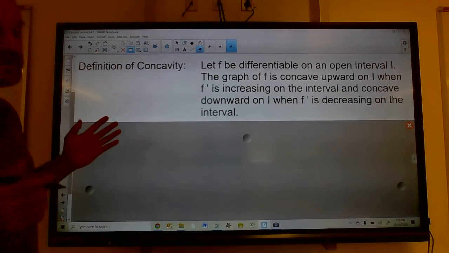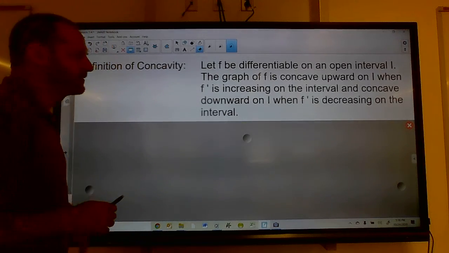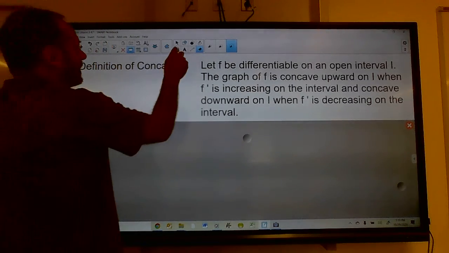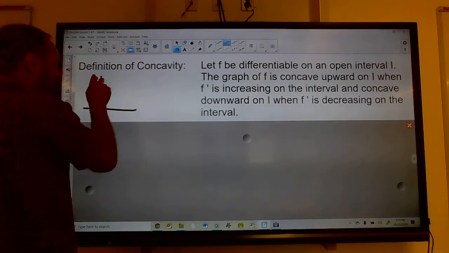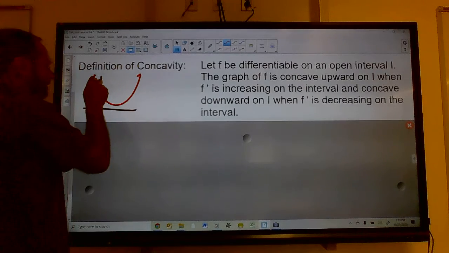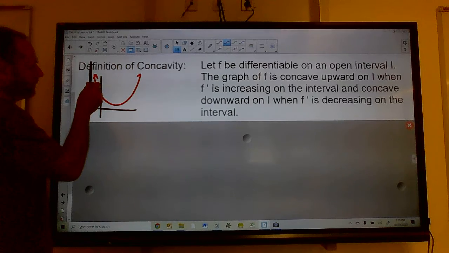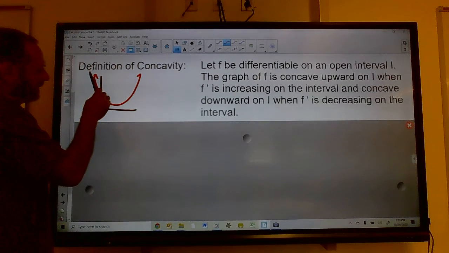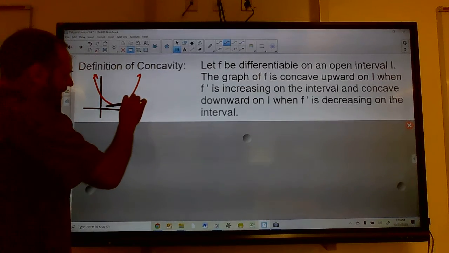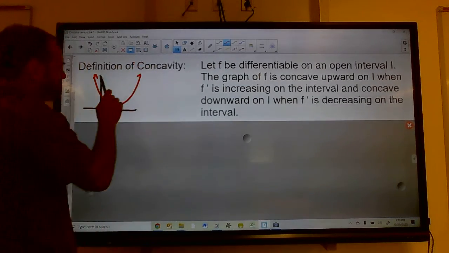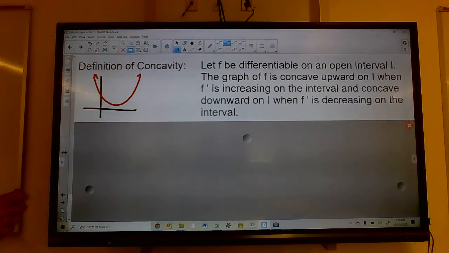Remember, f prime, the derivative, is the slope, right? So if the slope is increasing, think about what happens. The slope is increasing. Okay, that would be a situation like this. Here I have a graph. Okay, this is concave upward. So the slope is a very small negative number here, and it's getting closer and closer to a slope of 0, which it reaches right here. And now it's getting bigger and bigger and bigger. This thing has a slope that is increasing all the time.